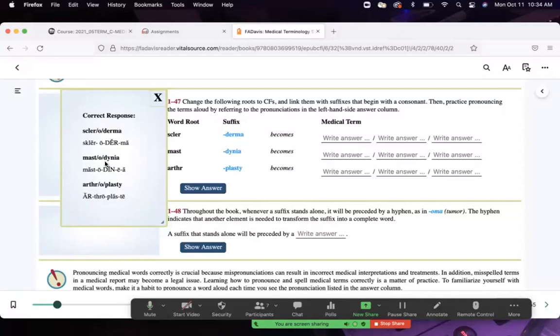Mastodynia. Dynia means pain. It's a suffix. It's on the end. Mast means breast tissue. So if my patient had a mastectomy, they had an ectomy, a removal or excision of, or had her breast excised, either unilaterally, one side, uni means one, or bilaterally, bi means two or both. So my patient could have bilateral mastodynia, right, on both sides, or unilateral on one side.